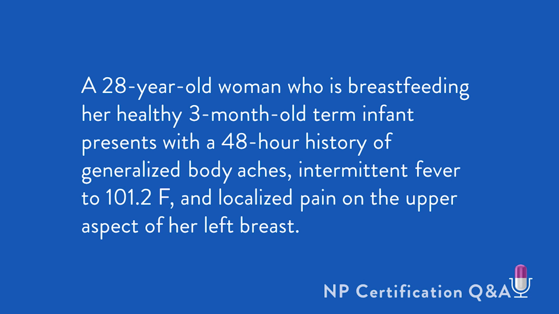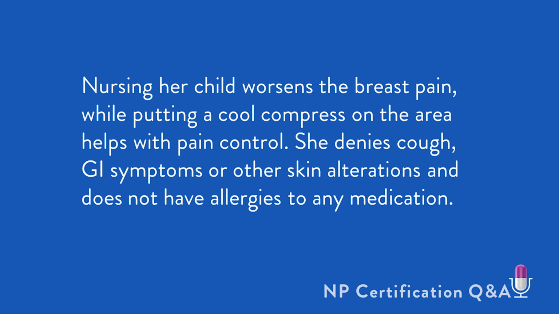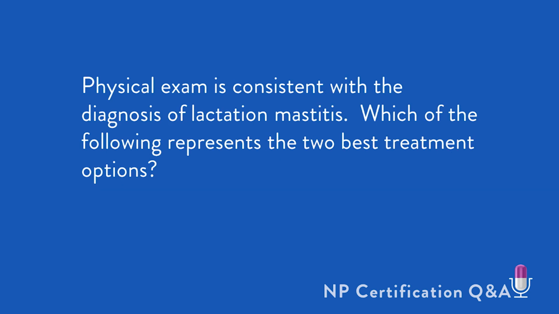A 28-year-old woman who is breastfeeding her healthy 3-month-old infant presents with a 48-hour history of generalized body aches, intermittent fever to 101.2, and localized pain in the upper aspect of her left breast. Nursing her child worsens the breast pain, while putting cool compresses on the areas helps with pain control. She denies cough, GI symptoms, or other skin alterations, and does not have allergies to any medication. Physical exam is consistent with diagnosis of lactation mastitis. Which of the following represents the 2 best treatment options?